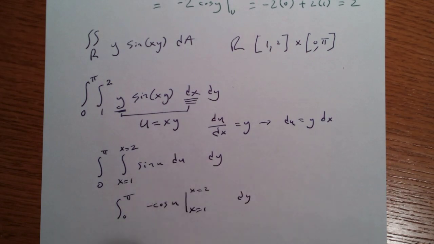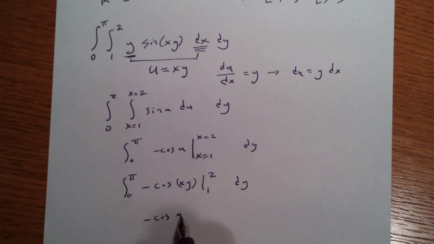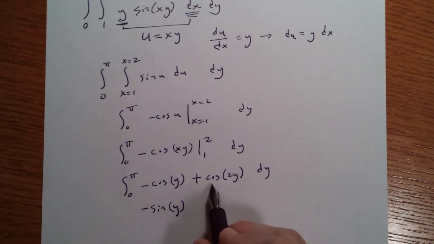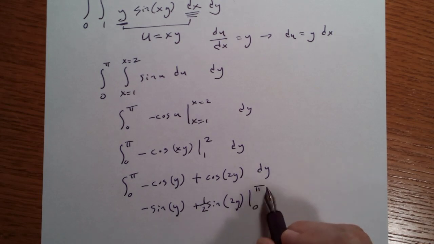But u is xy, so that's minus cosine xy, 0 to pi. Well, now wait, these are x's. So put those in for x. I get minus cosine y minus negative cosine 2y. I know how to do that. This one's the easy one. This one is a u sub. U equals 2y. The antiderivative of cosine is sine, so this is minus sine of y plus sine of 2y. Evaluated from, oh, wait a minute, there's a 1/2 there because of the u substitution, from 0 to pi.